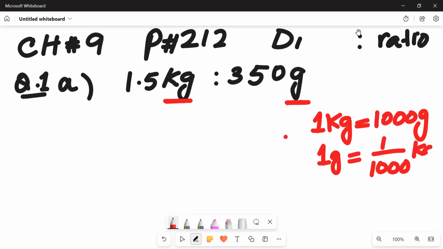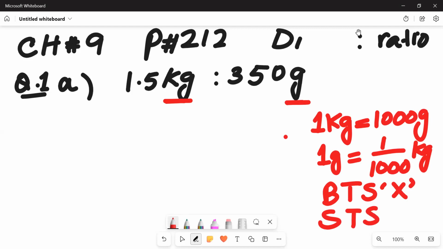kg. Got it? So it means when we are changing from bigger to smaller unit, we will always multiply, and when we are changing from smaller to bigger, then we divide.